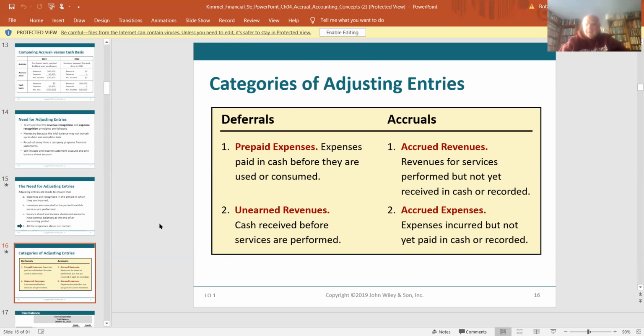Accruals, that's a category of revenues and expenses where we have incurred the revenue. We have to record that revenue. We have incurred the expenses, but we have not recorded them yet, and no money has changed hands. So when we talk about the deferrals, we're talking about two things really: prepaid expenses and unearned revenues.